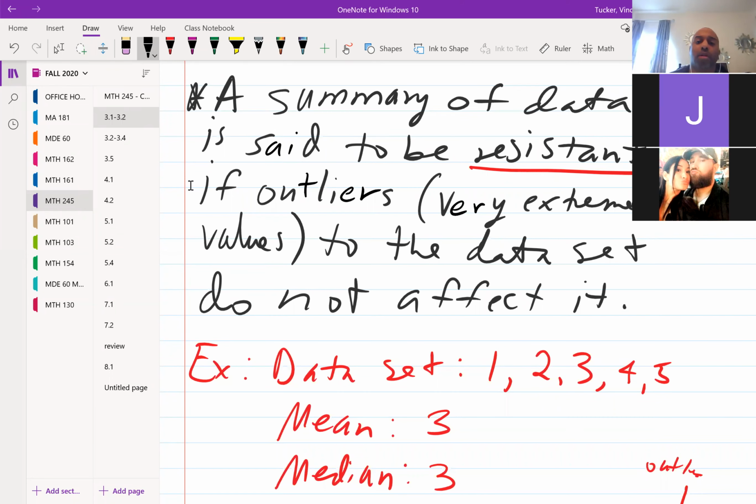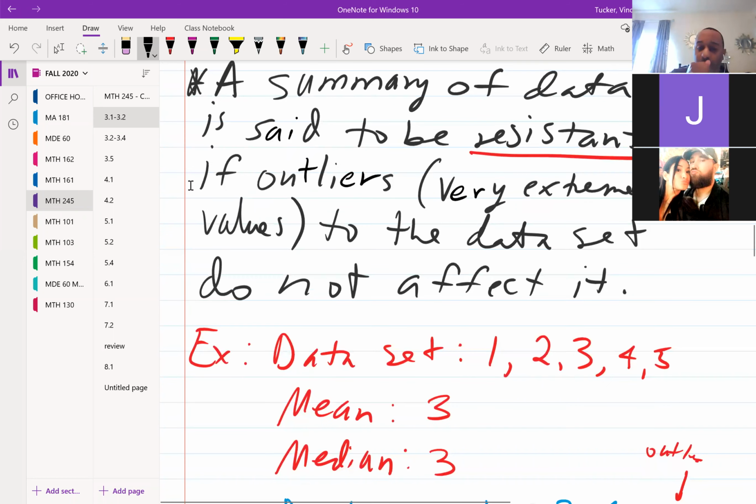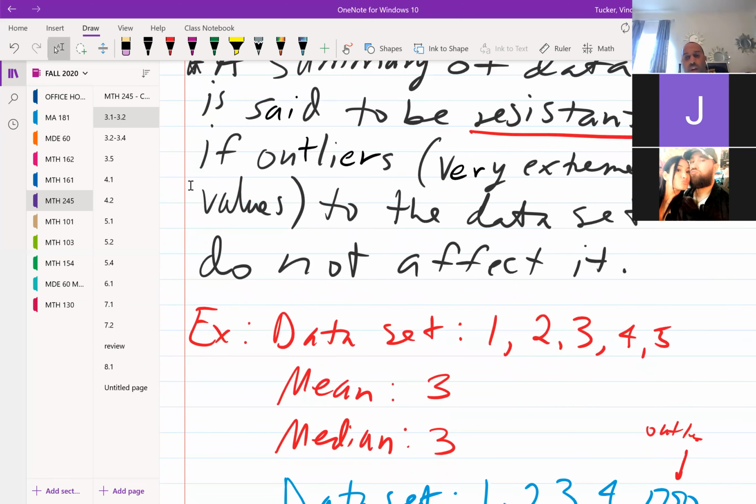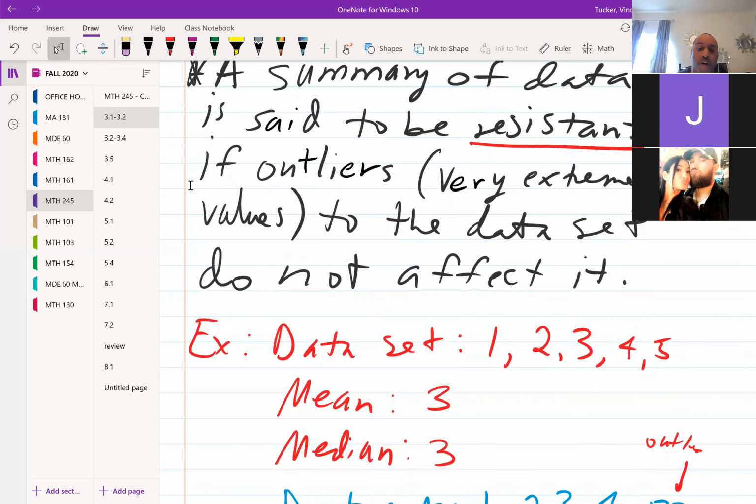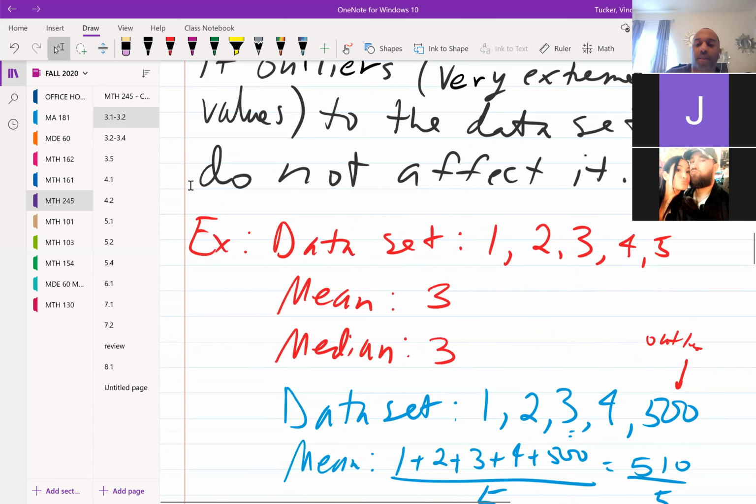So what I mean by that, look at this first one. If we have 1, 2, 3, 4, 5, we already discussed that our mean and our median are going to be 3. If you add up your data values and divide by 5, you'll get 3. Then your middle value here would also be 3. So what does it mean to be resistant?